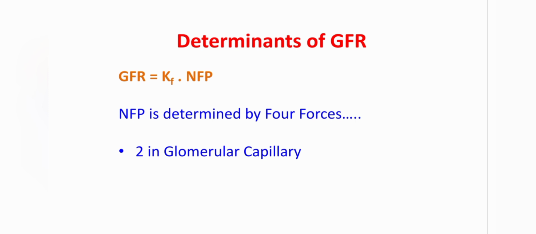So what are the determinants of GFR? Again we will have to refer to the formula of GFR, that it is equal to Kf multiplied by net filtration pressure. So these are the two determinants of the GFR. The higher the value of Kf, the more the GFR will be. Similarly, it is also directly proportional to net filtration pressure. Now net filtration pressure is determined by Starling forces. There are two forces in the glomerular capillary, and let's see how many are the forces in the Bowman's capsule.